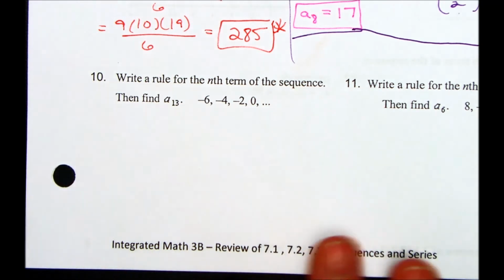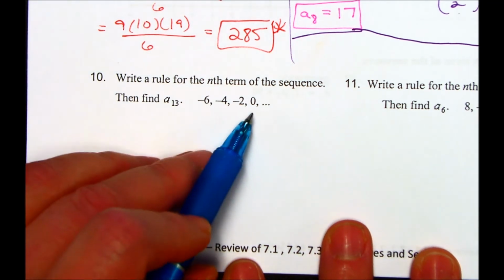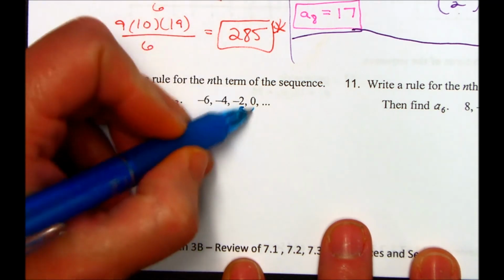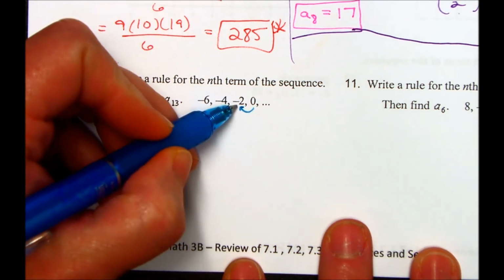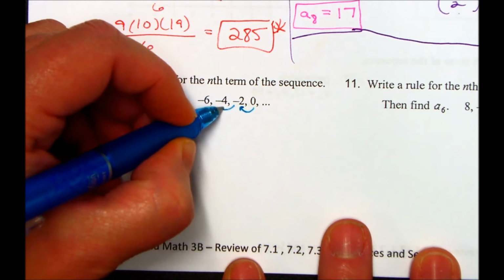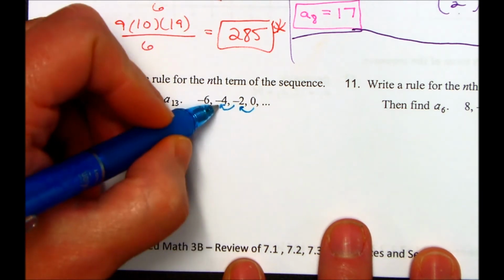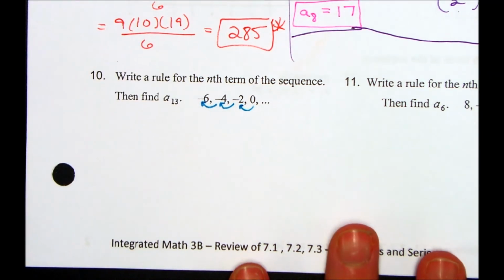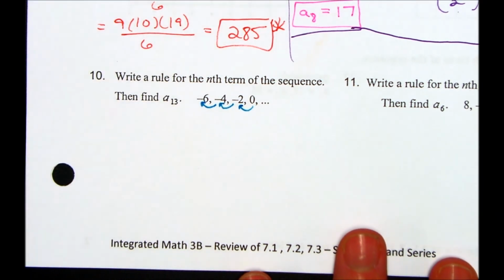Well, if it's an arithmetic sequence, then there's going to be a common difference. So if I subtract right to left, 0 minus a negative 2 is going to equal 2. Negative 2 minus a negative 4 would also equal 2. Negative 4 minus a negative 6 would also equal 2. So we are going to have an arithmetic sequence, and our common difference is going to be 2.